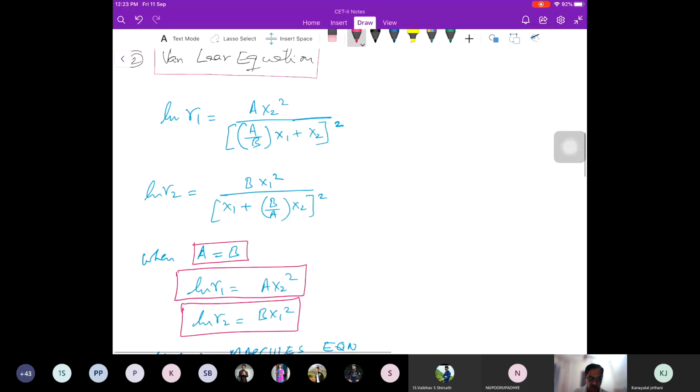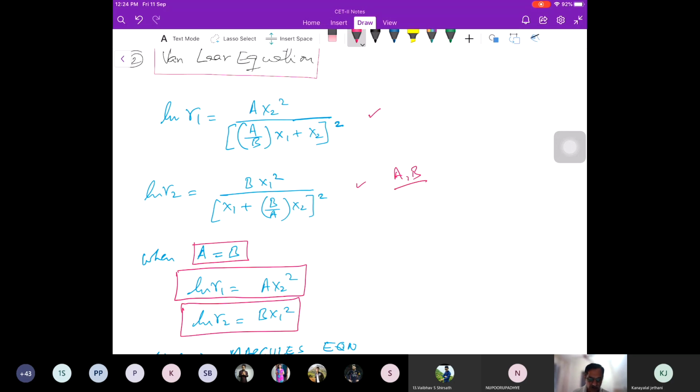Second one is Van Laar equation. Equations are given for gamma 1 and gamma 2. So ln gamma 1 is equal to ax2 square divided by (a upon b x1 plus x2) whole square. And ln gamma 2 is given by bx1 square divided by (x1 plus b upon a x2) whole square. So there are two constants here. In Margules we had one, now we have two constants a and b.